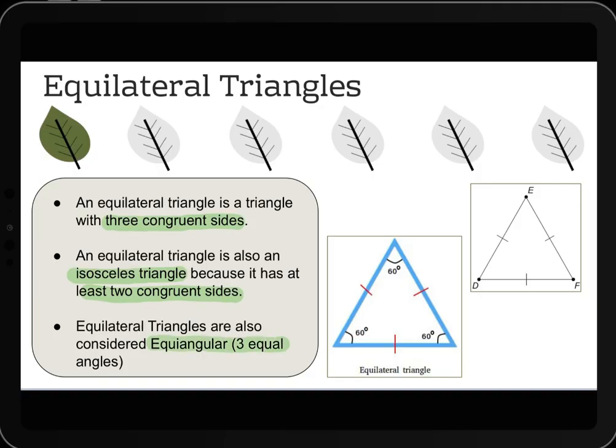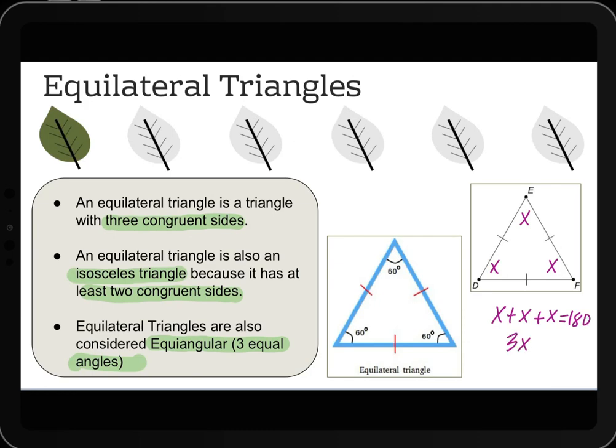Equiangular means three equal angles, right? So lateral being side, angular being angle. It has equal sides and angles. Why are they 60? Well, remember our triangle angle sum theorem. If all three angles are the same, then the sum of all three angles has to equal 180.